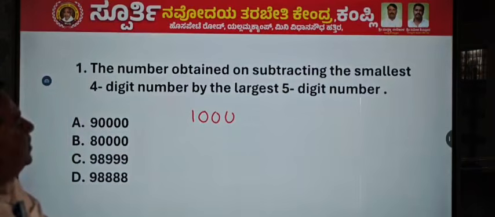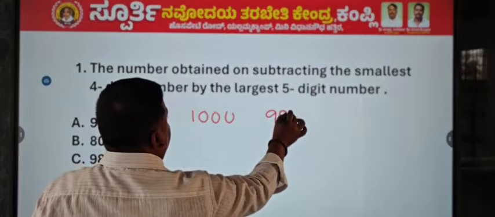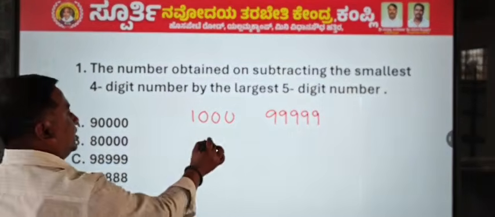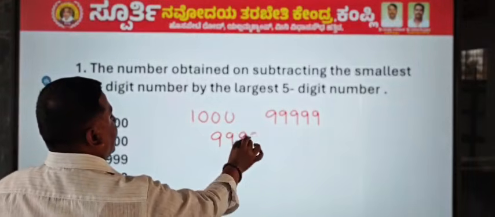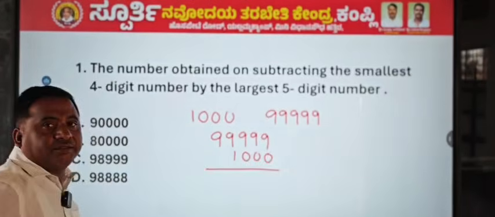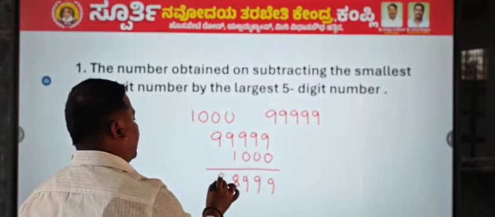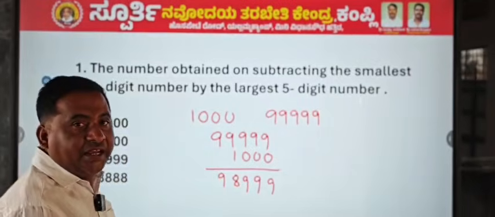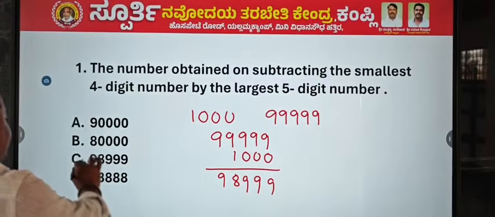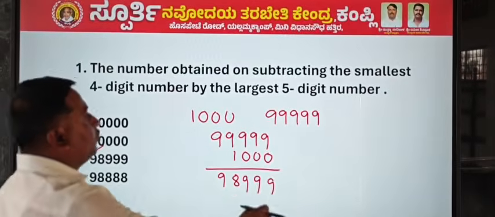Subtract the smallest 4-digit number from the largest 5-digit number. The largest 5-digit number is 99,999. Subtracting means you have to subtract the smallest 4-digit number from 99,999. What will you get? 98,999. Here, option C is the right one. Okay, let us move to the next question.